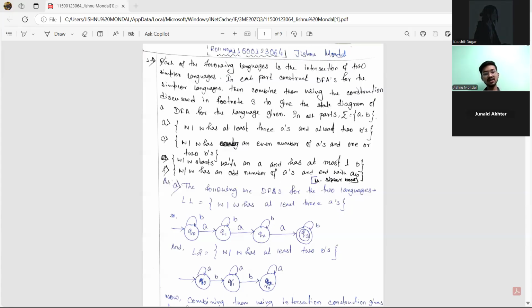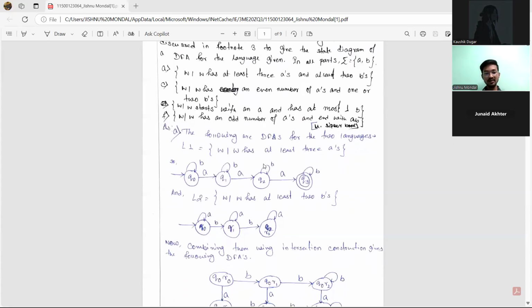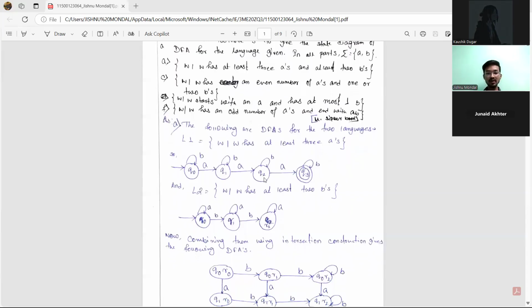So here the first question: w such that w has at least three a's and at least two b's. For that, the solution is the following: these are DFAs for the two languages. That is, language one is w such that w has at least three a's.